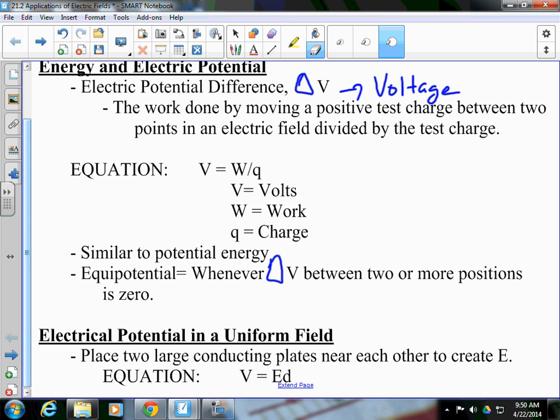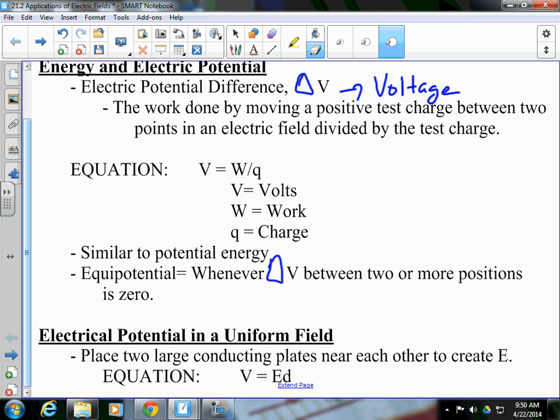Now, when you have two uniform fields come in close to one another by placing two large conducting plates near one another, you're going to create an electric field. When you create an electric field, you're going to create some potential energy or voltage. So when I put two plates next to one another, I have the opportunity to create voltage. In that example, voltage is equal to the strength of the electric field, E, times the distance those plates are apart. It's important to remember that the distance those plates are apart is in meters.